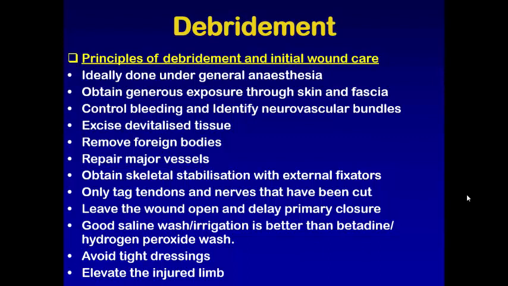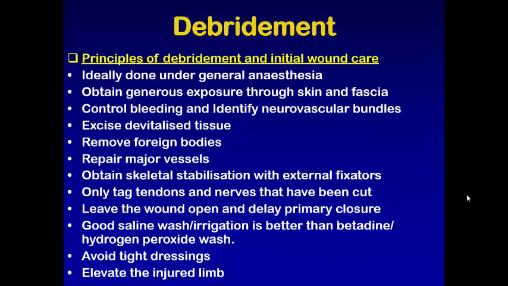You should obtain skeletal stabilization with an external fixator. That means if there is any fracture in the limb, you should fixate it by external fixation in order to not allow this fracture to injure the vessels or disrupt the repaired vessels. Only tag tendons and nerves that have been cut. In disaster surgery, where there are too many injuries, you haven't enough time to repair the tendons and nerves. Just tag them, so that later in the base hospital we can do the definitive repair.